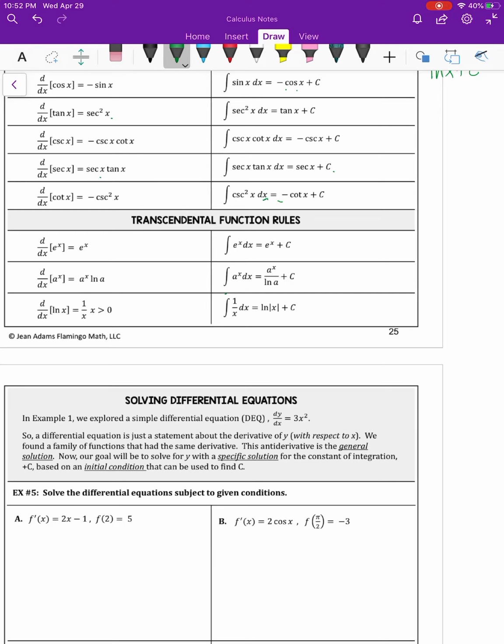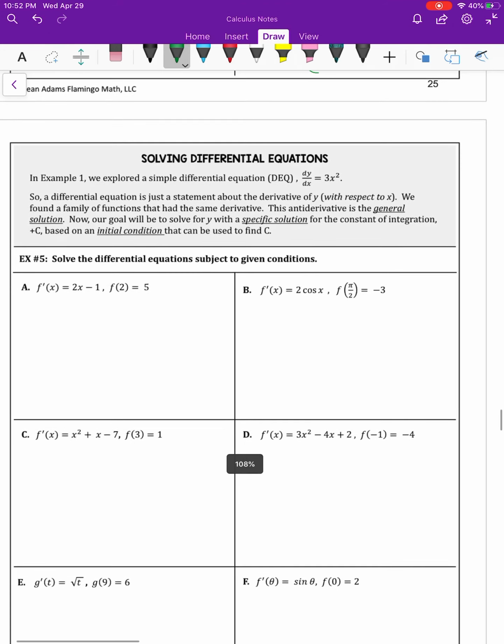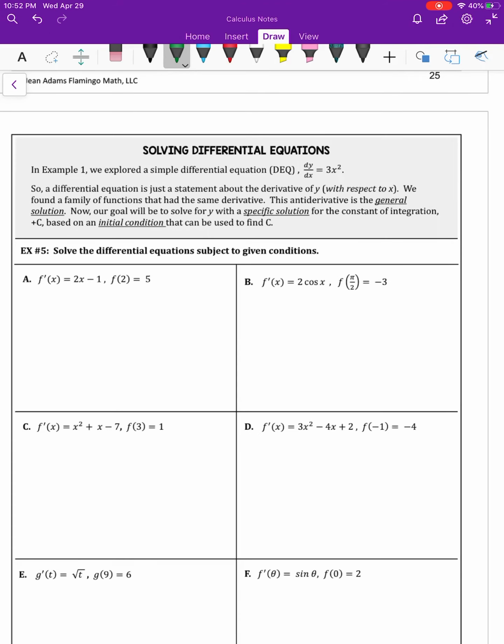Derivative of ln x is 1 over x for x greater than 0. If I was integrating 1 over x dx, it is going to be ln of the absolute value of x plus c. Don't forget your absolute value sign because we can't have a negative there.